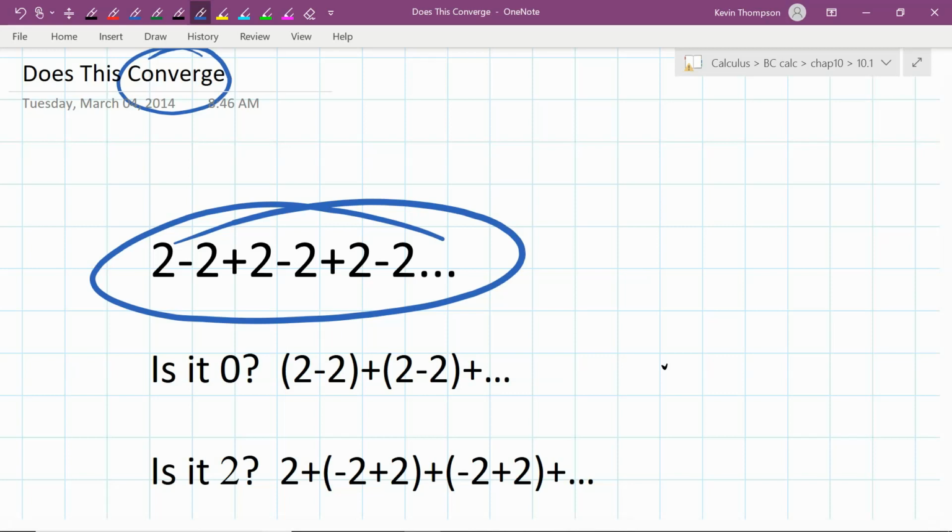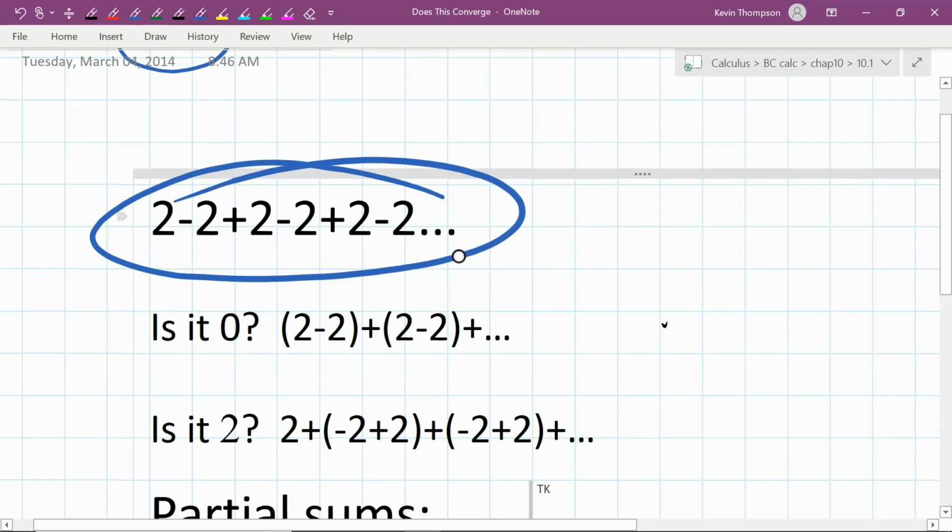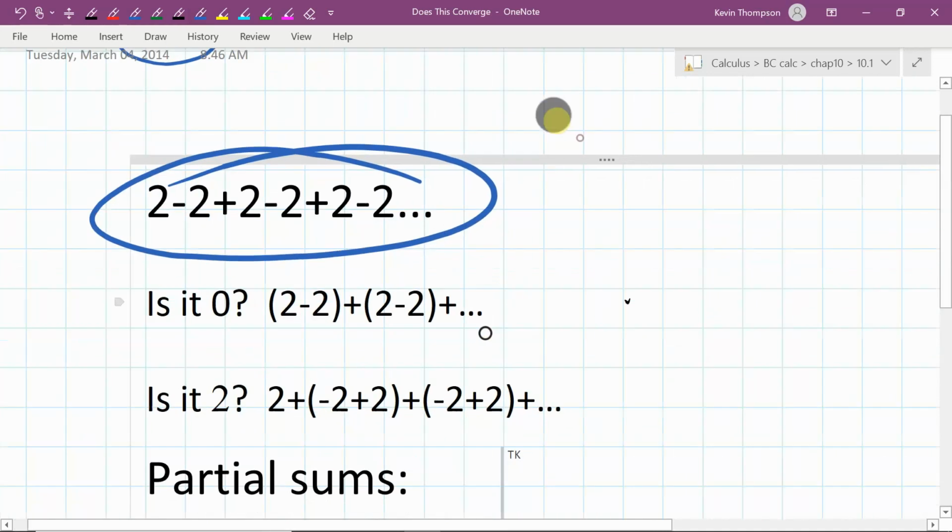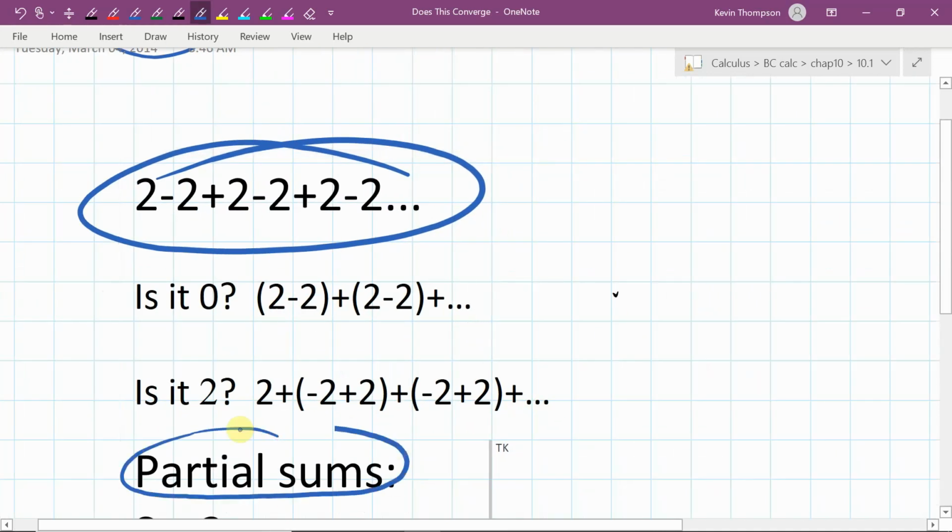Yeah, there's going to be some bouncing around to this value, right? Plus 2, minus 2, plus 2, minus 2, right? So if it doesn't converge to a value, then it doesn't converge. So this wouldn't converge then, okay? Now, one way that we can show that is we think about the partial sums, okay? So partial sums.